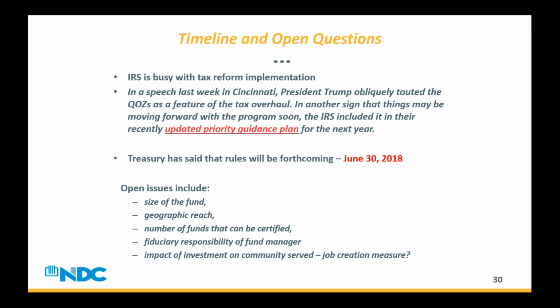So you can see the timeline and open questions. Treasury did put forth what they call an updated priority guidance plan, which if you get this, you can click through and see there are many, many pages of all the priority guidance that they're going to issue, which they've outlined that they intend to issue by June 30th.